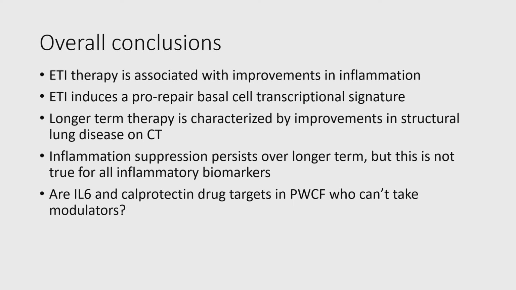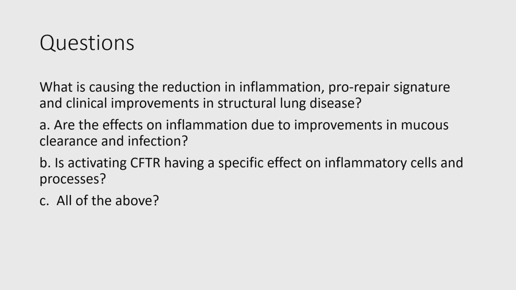And it also potentially makes me think, are there treatment targets here for patients who can't take modulators, such as IL-6 and calprotectin? We do already have anti-IL-6 monoclonal antibody therapies. I'm not suggesting we immediately give those to our patients, but it's something we have to think about. Are there other drugs that might be repurposed to treat inflammation in patients that can't take modulators?